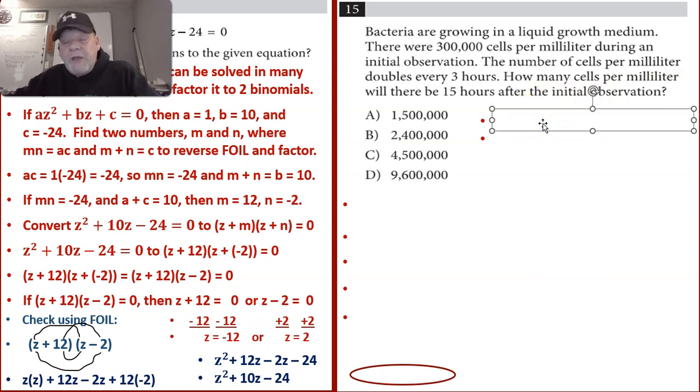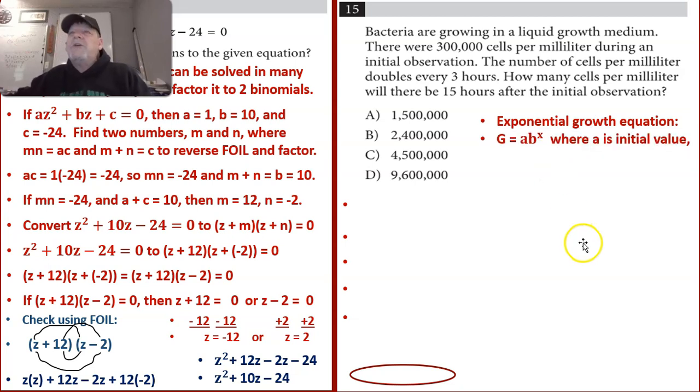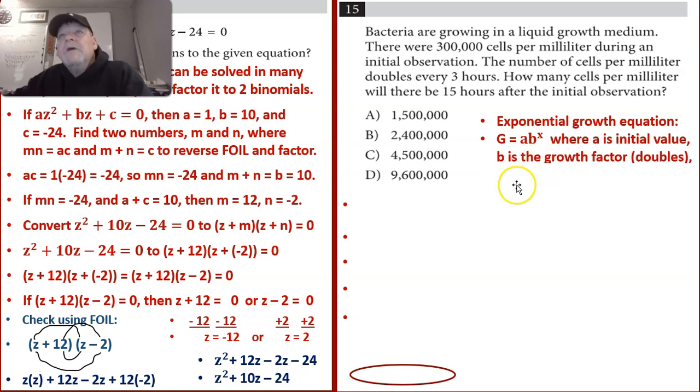Okay, so first thing we have to talk about, and this is not on any formula sheet that they give you, is exponential growth and the equation you can use. There's several different forms, but the capital G, which I'm calling growth, equals A times B to the X. A is my initial value, so I'm going to put 300,000 right here. B is the growth factor, and it doubles, so I'm going to put a 2 right here where the B is.